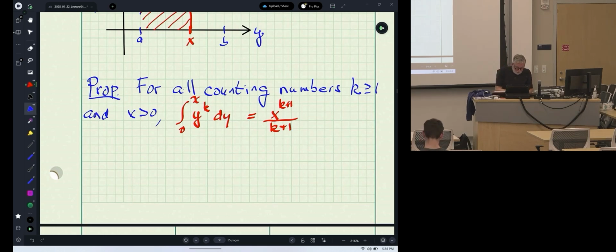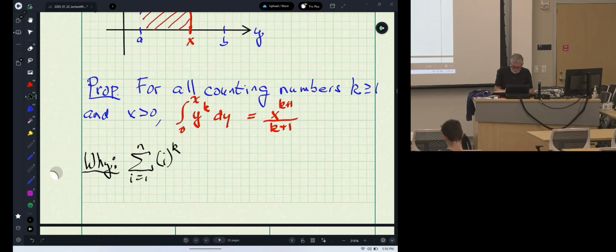Okay, so let's just work out why this is true. It's all going to hinge on the fact that the sum of the integers to power k from 1 to n is n to the k plus 1 over k plus 1 plus n to power k over 2 plus lower order terms.